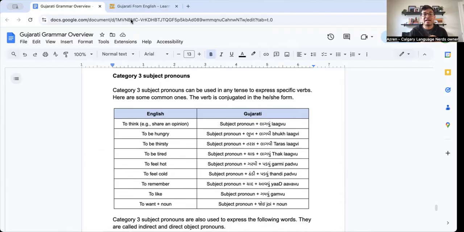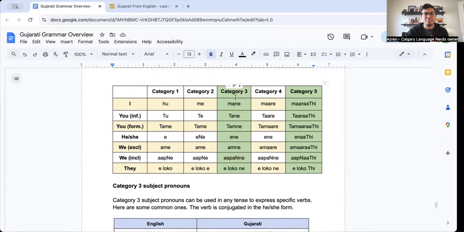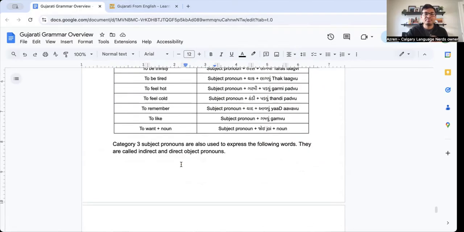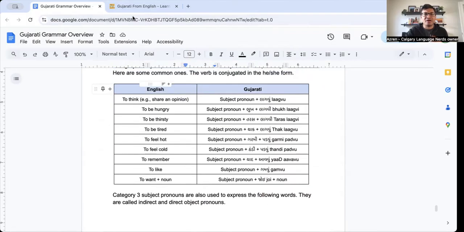Mane bhuk lagi che. Mane taras lagi che. Mane thak... we use mane, tane, tamne, ene, amne. We never say hu or tu or tame. We don't say those ones. So these are some very common examples: to be hungry, thirsty, tired, hot, cold, remembering something, to like something, to want something.